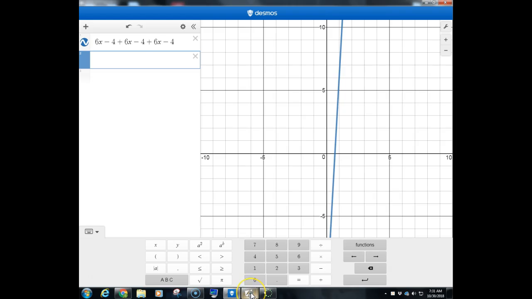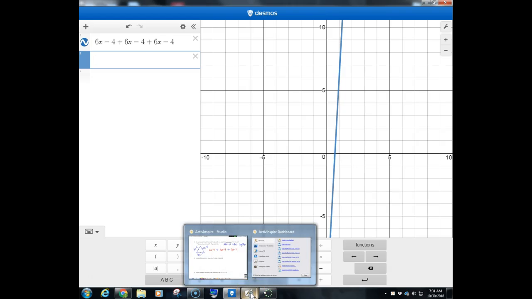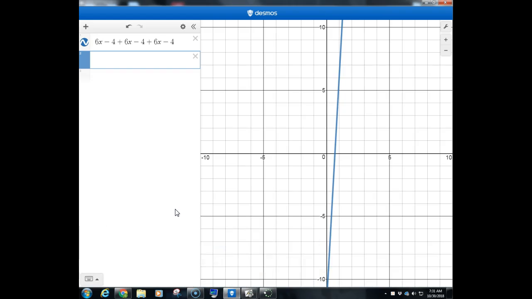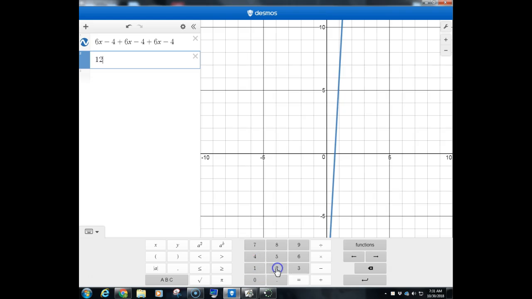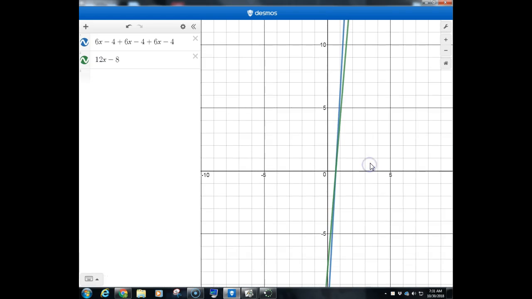So what is a possible answer choice? Let's say 12x minus 8. If I put 12x minus 8, I get two different lines. I want it to be the exact same line. Since they should be the same equation, they should give me the exact same line. So that one's not right. Go ahead and do the other possible answer choices and see which one is correct.